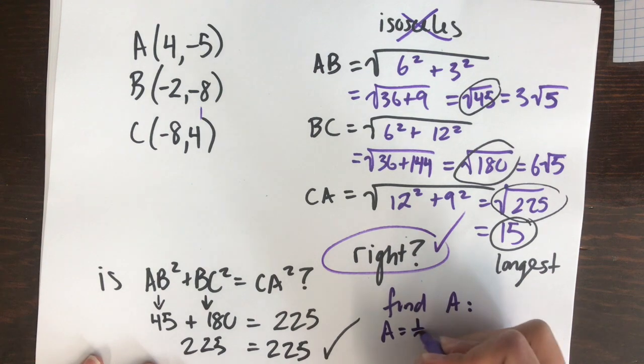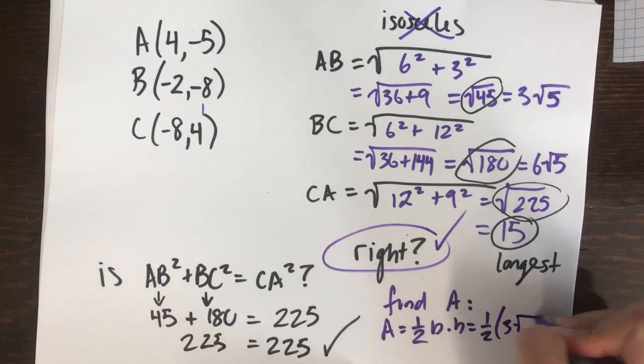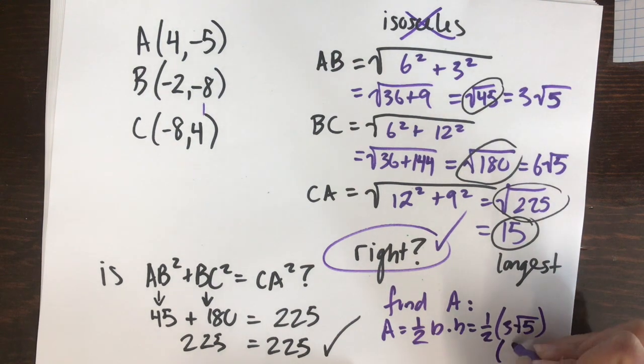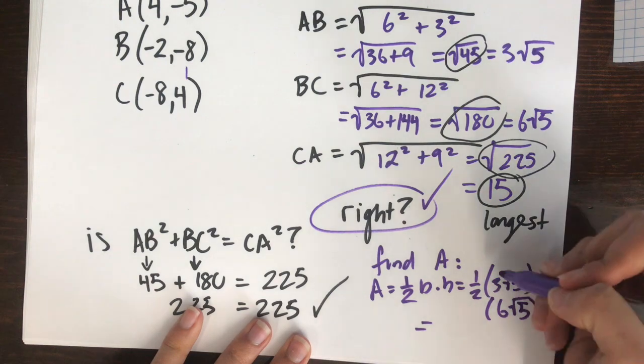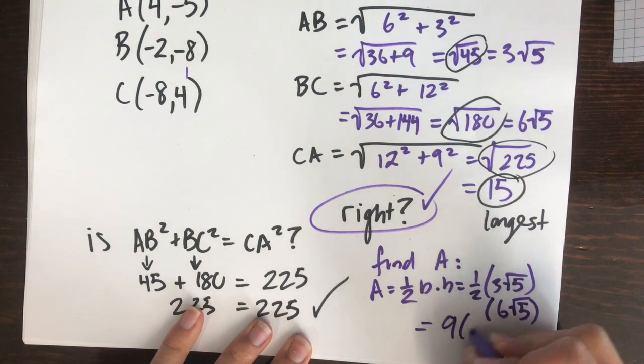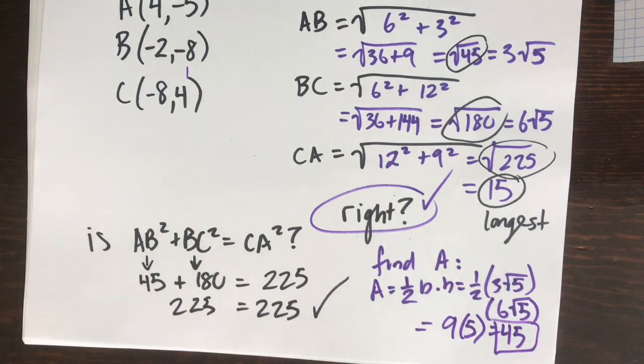Now, lastly, we will figure out what the area is. The area is equal to 1/2 base times height, which is going to be 1/2 times AB times BC. Those are the 2 sides that are not the hypotenuse, and therefore they're the base and the height. And when I evaluate what those are, it's going to be 1/2 times 6, which is 3. 3 times 3 is 9. And then rad 5 times rad 5 is 5. So 9 times 5 is 45.